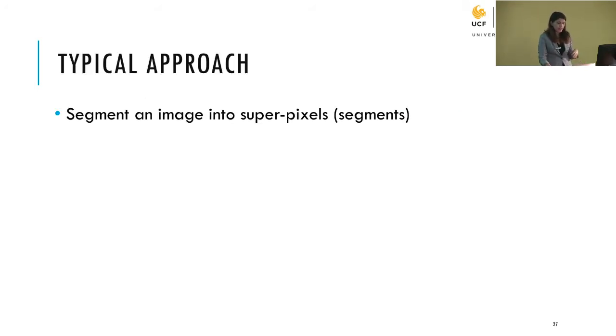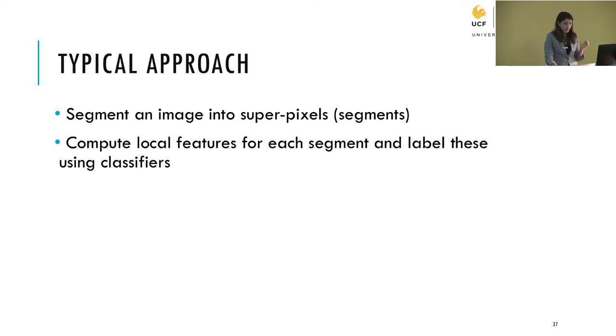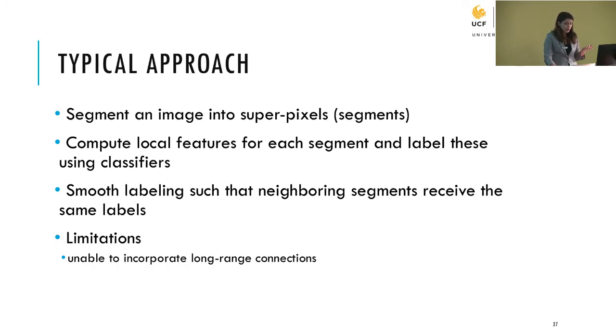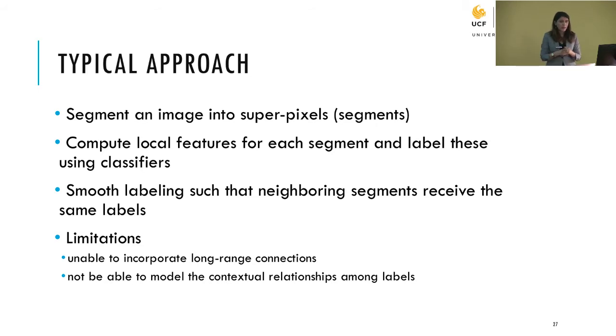Some typical approaches start with segmenting the image into superpixels or segments. Then they have these local features and use some classifiers to label each superpixel using the local features. And also on top of that, we have some smoothing so that neighboring segments get similar or the same labels. These approaches have some limitations. First, they fail to incorporate long-range connections between the superpixels. Also, they don't model the context, that is, how labels interact with each other and the relationships between labels.